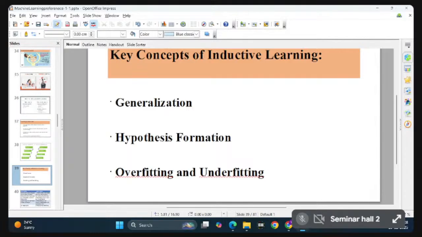Concept of inductive learning. The first one is generalization. Next one is hypothesis. Third one, overfitting and underfitting.